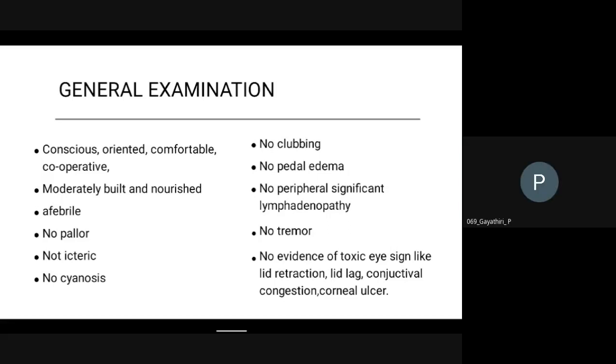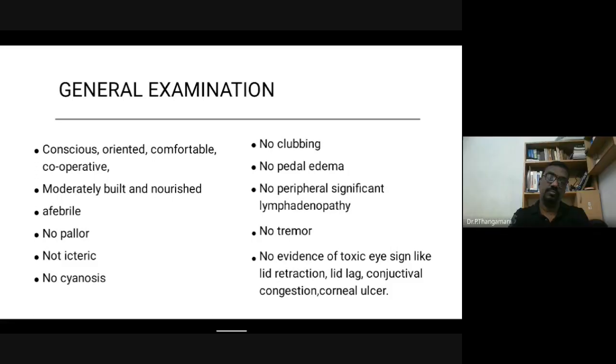General examination. After obtaining verbal consent from the patient, examined in the well-lit room. The patient is conscious, oriented, comfortable, and cooperative. Moderately built and moderately nourished. The patient is afebrile, no pallor, not icteric, no cyanosis, no clubbing, no pedal edema, no generalized lymphadenopathy, no tremor, and no evidence of toxic eye signs like lid retraction, lid lag, conjunctival congestion, corneal ulcers. Very good. This presentation only I was emphasizing before.